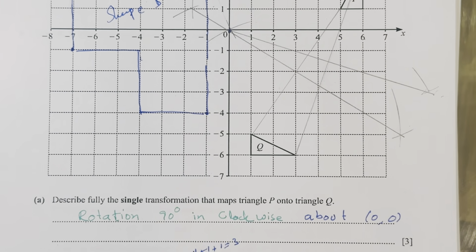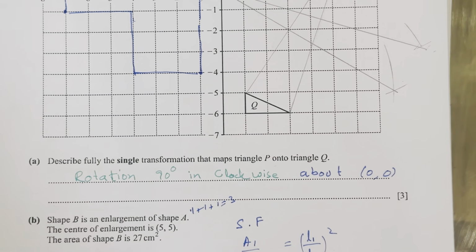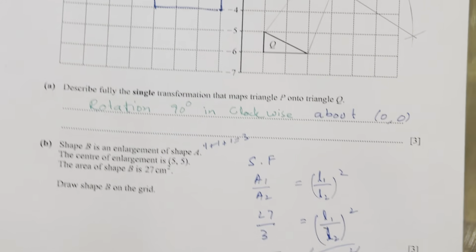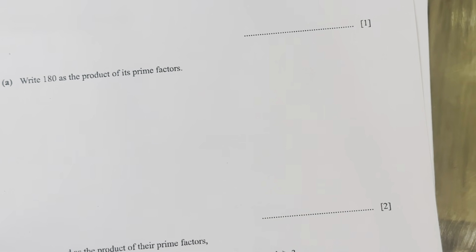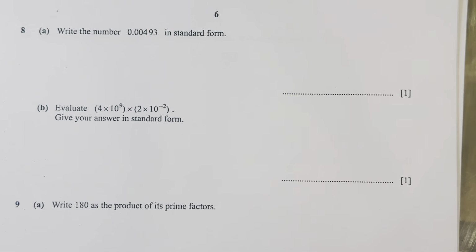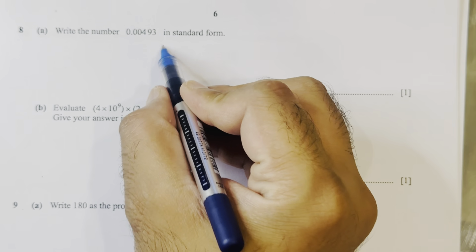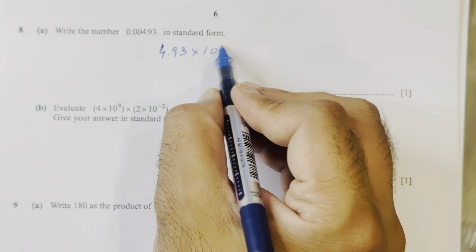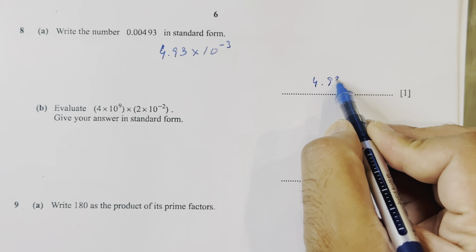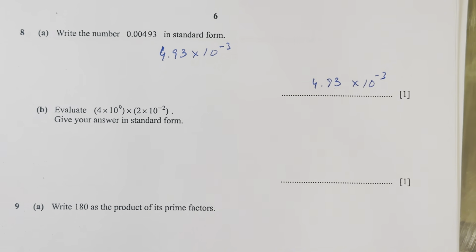So this is the question of transformation which is completed. Now we will move to question number 8. Question number 8 is of standard form. Write the number 0.00493 in the standard form. So we're gonna move the decimal: 4.93 into 10 to the power minus 3. 4.93 multiplied by 10 to the power minus 3.